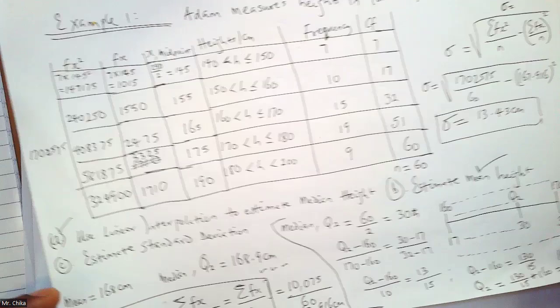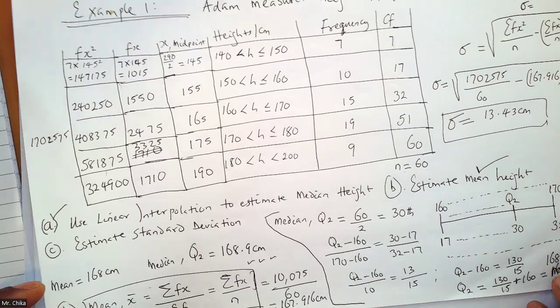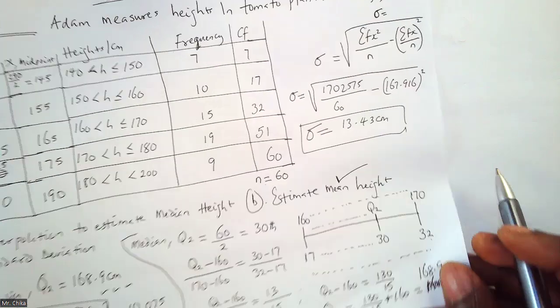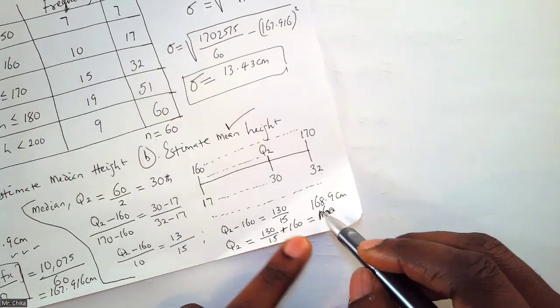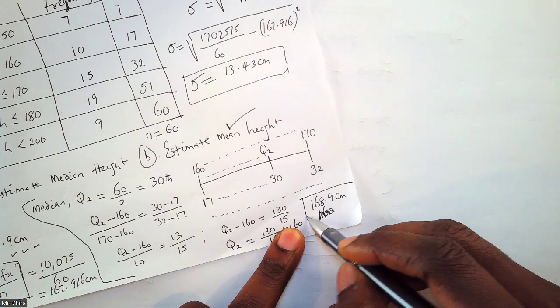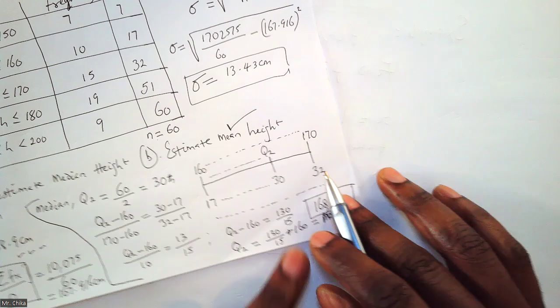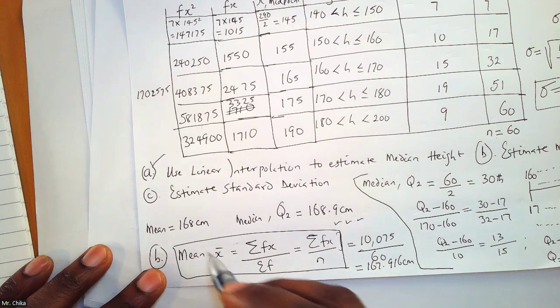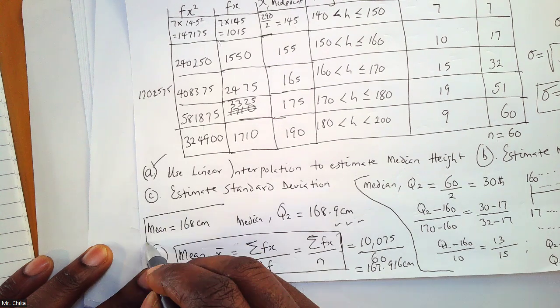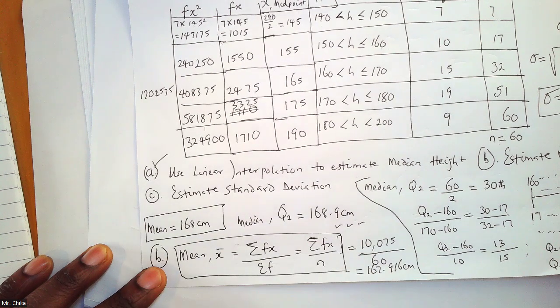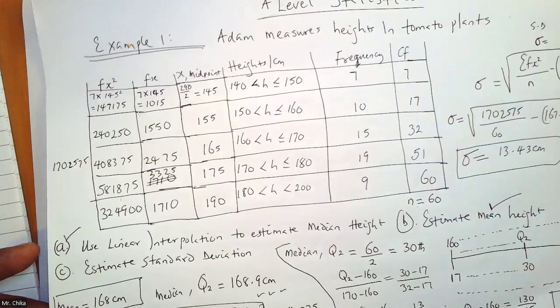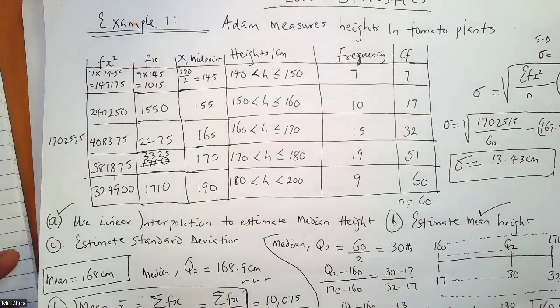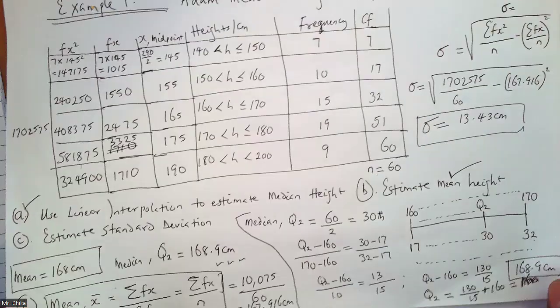We calculated our Q2 as that. And finally, our mean, as you remember, we had as that. So it's a bit messy, but you know what we've done here, all right?